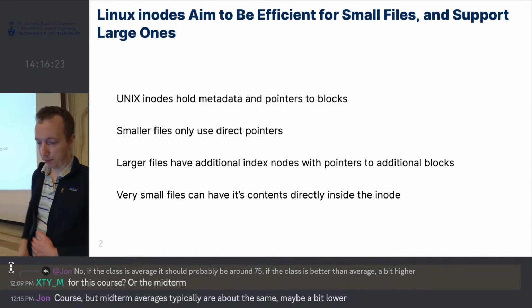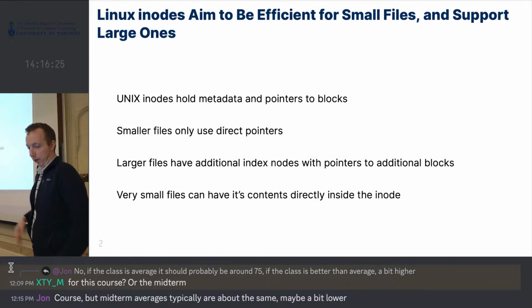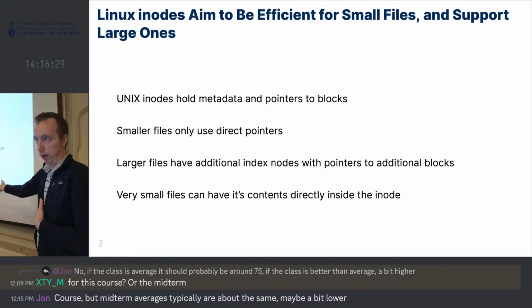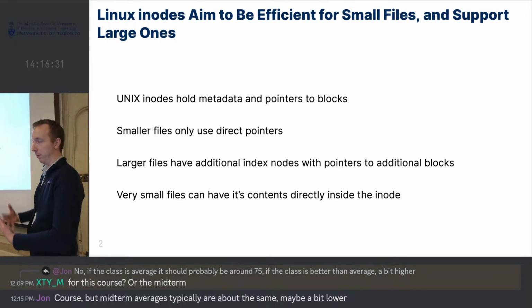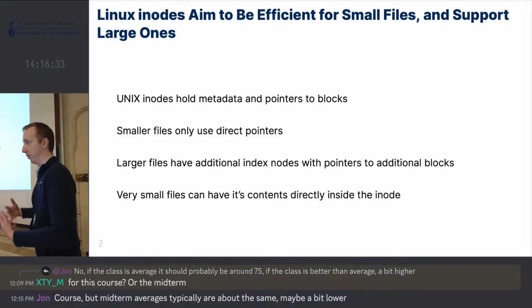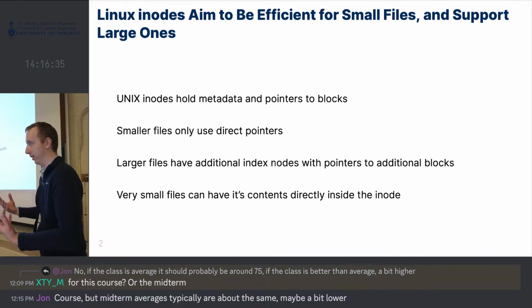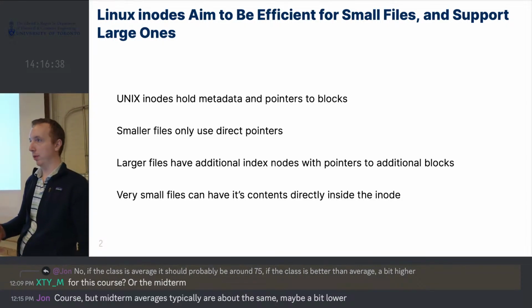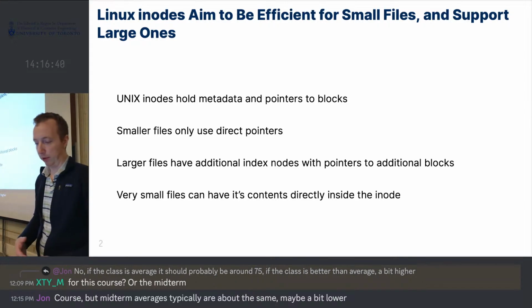So the idea behind this, like I said before, if it's a small file, you just use direct pointers. If it's a larger file, then I have to resort to using index blocks, and it's a bit slower, but I'll use as many levels as I need to actually represent the file.